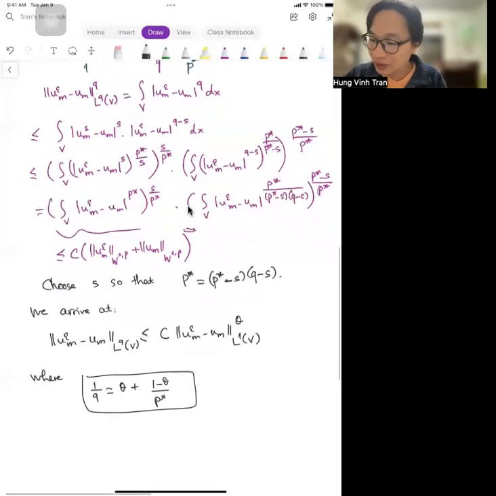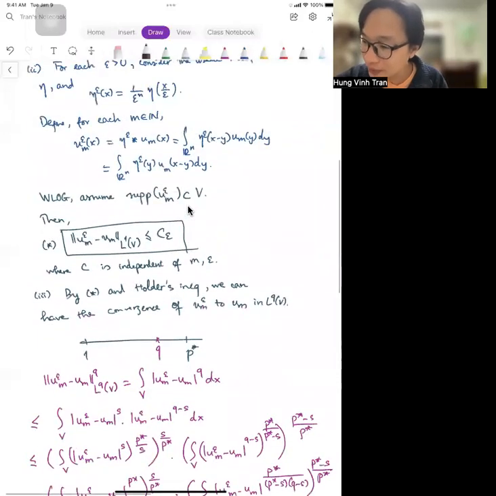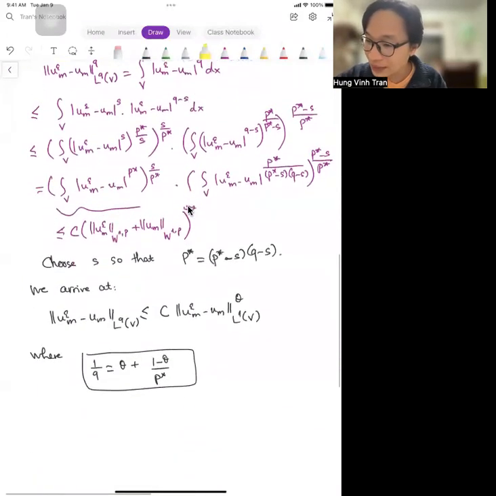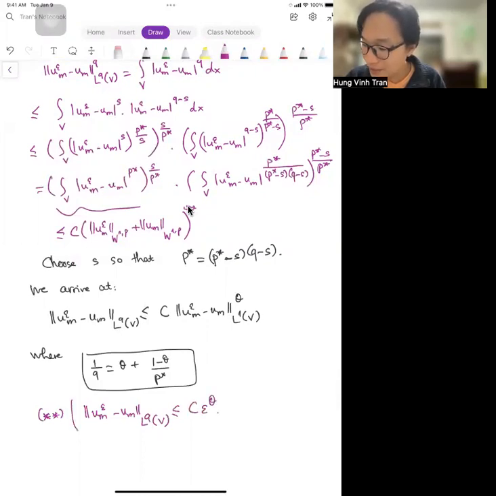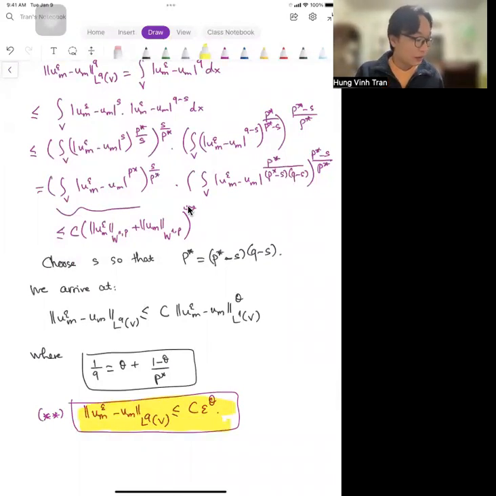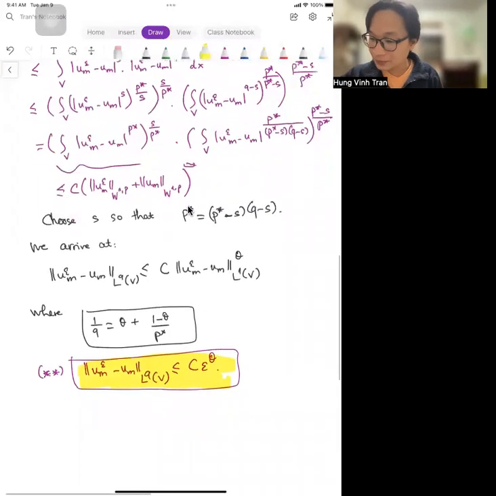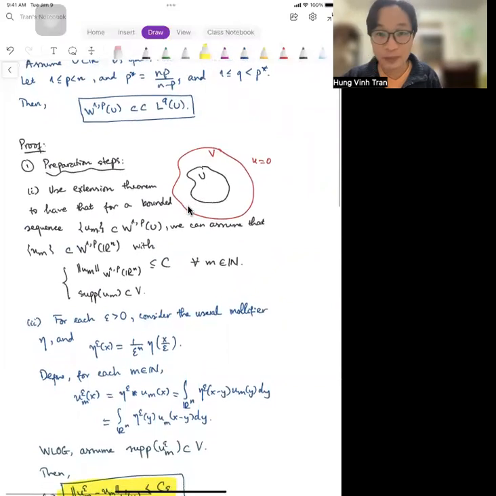The key points we have got from here: first, we have this inequality star, that u_ε is close to u by c times epsilon. And the second inequality we have now is double star, which is important: the L^q(V) norm of u_ε^m − u^m is also less than or equal to c times epsilon to the power theta. That's the second inequality that is equally important, and it's independent of m. So we are done with the preparation steps. Wow, step 1 is quite long.